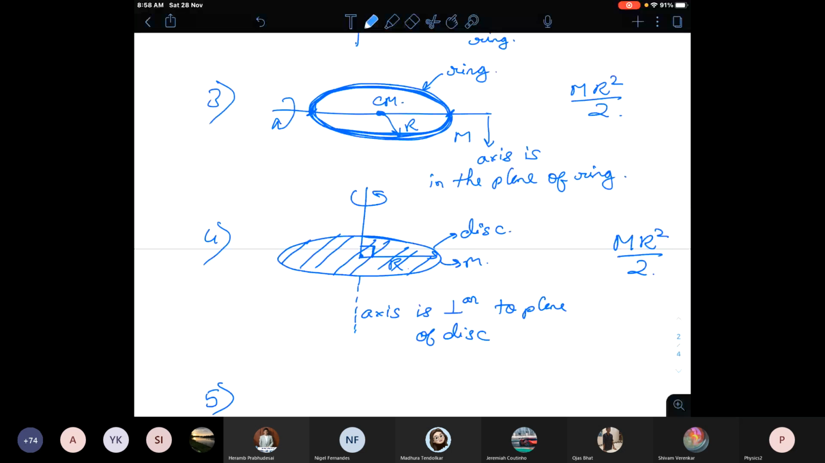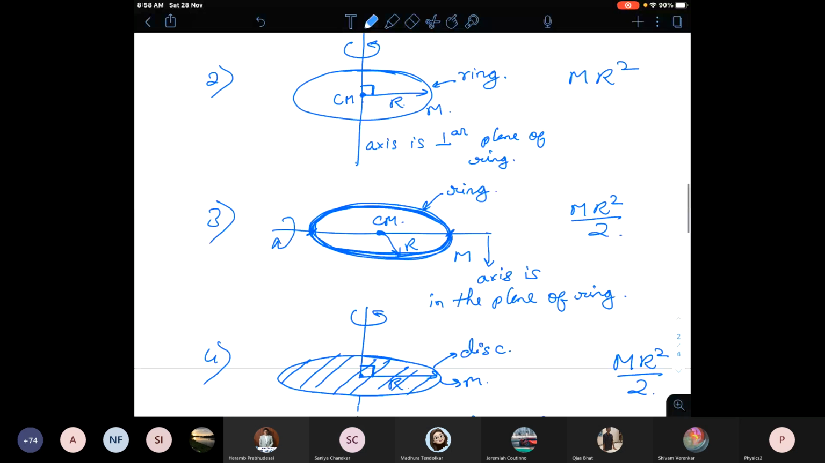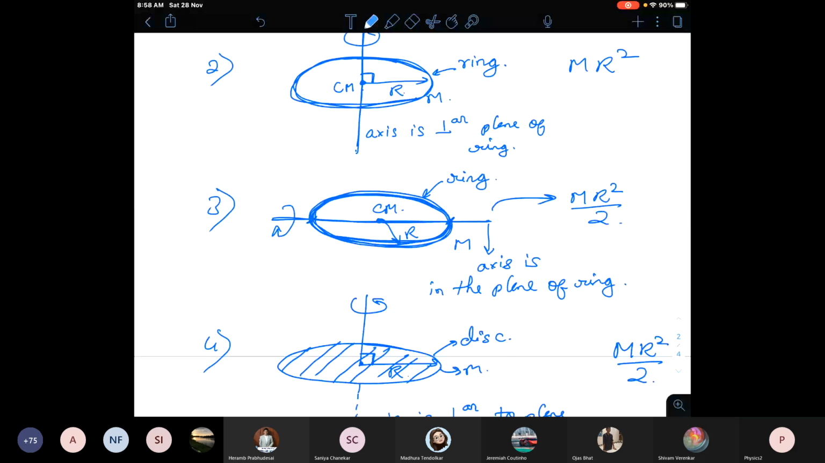Excuse me, sir. But how do both of them have the same formula? Formula can be the same, why not? First of all, the formula is not the same. If the ring is rotating about an axis in the plane of the ring, along its diameter, then its moment of inertia is mr square by 2. If you keep the axis the same and compare the ring and the disk, there is a difference of moment of inertia.